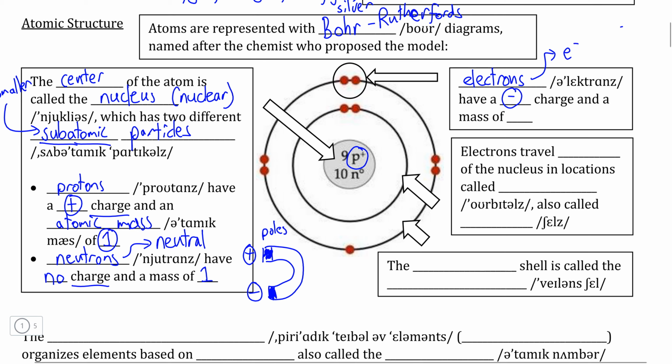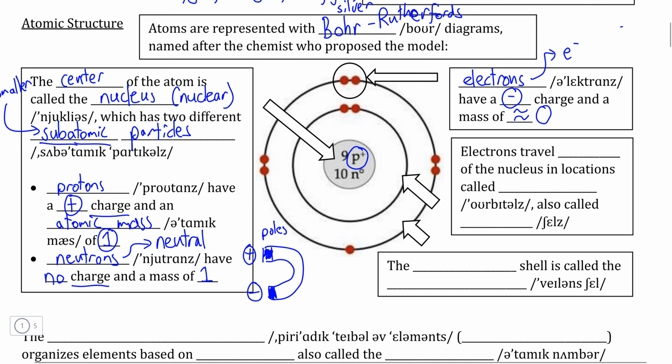Now, electrons are significantly smaller than the nucleus, and the protons or neutrons within, which is why we say that electrons have approximately, the squiggly equal sign means not exactly equal, but approximately equal to 0, meaning that electrons are so small that they basically do not have mass.